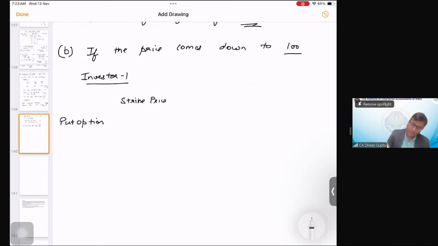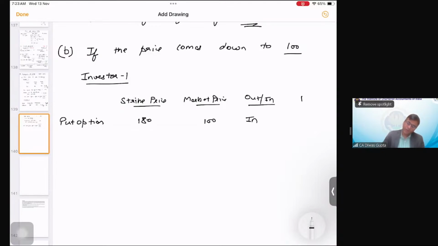What is the strike price? What is the market price? Market price is 100, strike price is 180. Now, comparing this, whether it is in the money or out of the money, students, tell me. In the money. Yes, this becomes in the money.